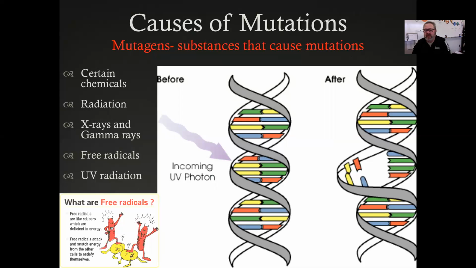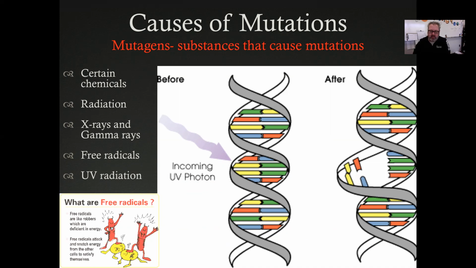Now, lots of things cause mutations, and we call them mutagens. Sometimes we call them carcinogens. There are certain chemicals in our environment that can mutate DNA. Radiation, whether it's UV radiation from the sun or tanning beds, or maybe X-rays or gamma rays. Those are other types of electromagnetic radiation. There are also things called free radicals and ultraviolet radiation. All of those things are mutating DNA in living things.